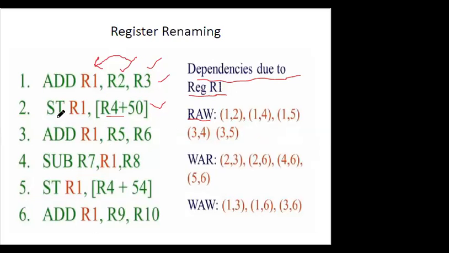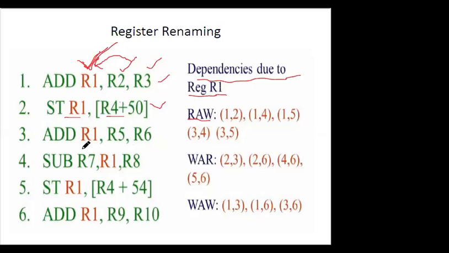So this instruction 2 store instruction cannot execute until and unless R1 has been written into by this add instruction. This value of R1 has not been written by the add instruction, so we cannot perform this store operation. So it is dependent upon this one. So this has extensive data dependency.